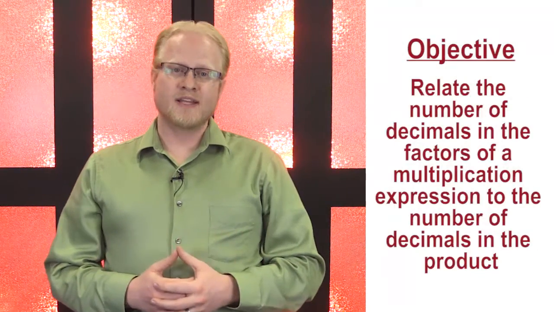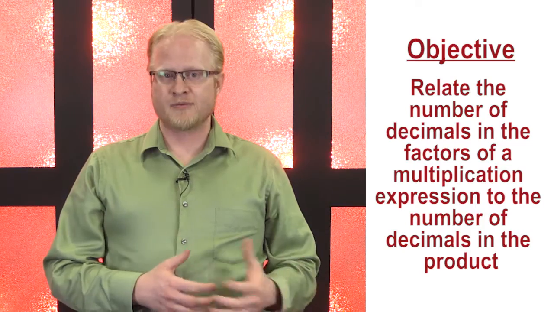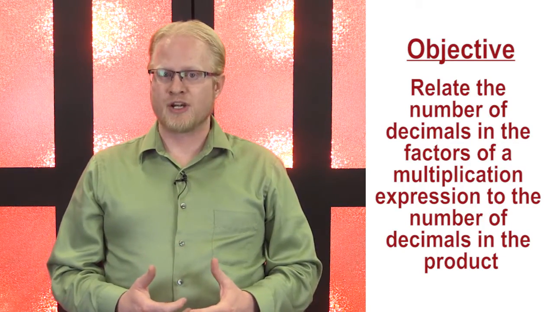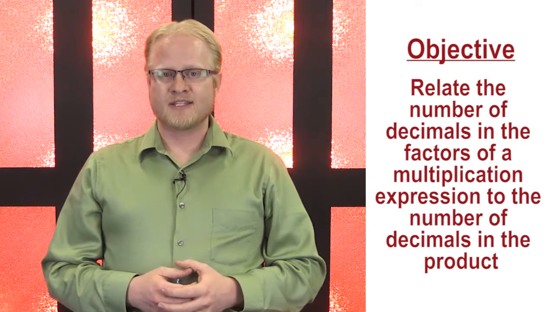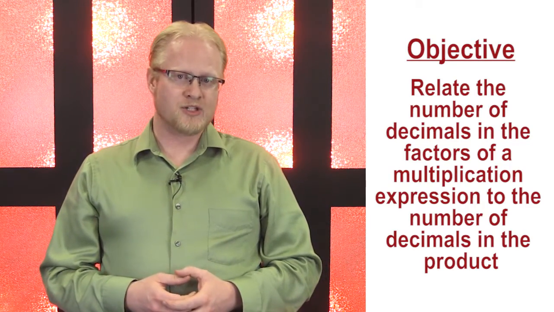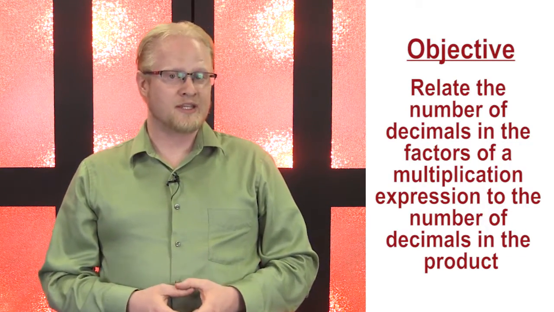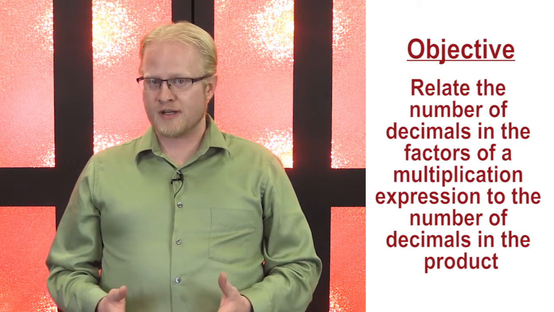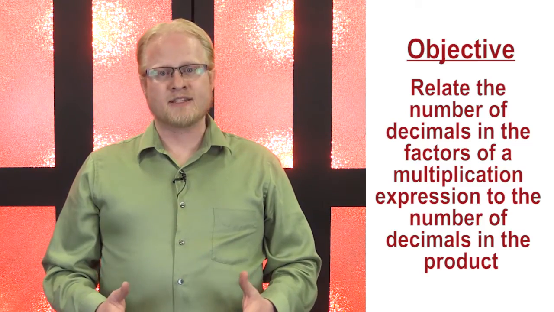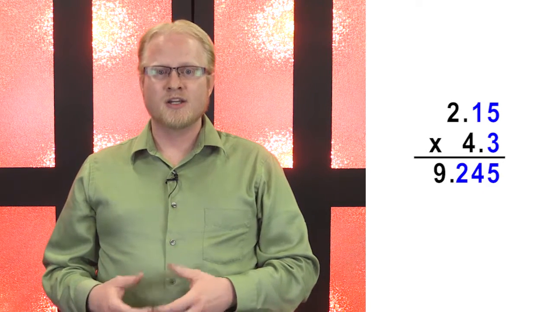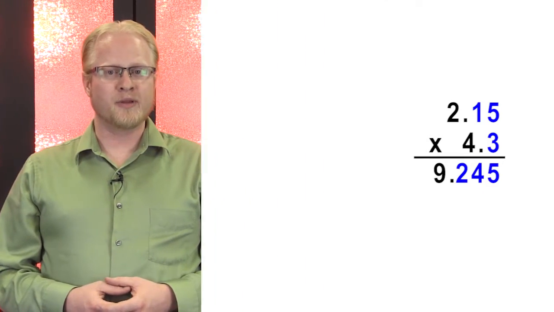The objective of this lesson is to relate the number of decimals in the factors of a multiplication expression to the number of decimals in the product. In previous lessons, students learned several strategies for solving multiplication expressions with decimals, including a hundredths grid, place value, and an area model. In this lesson, we will focus on the relationship between the number of decimals in the factors and the number of decimals in the product to use with the standard algorithm for multiplication.